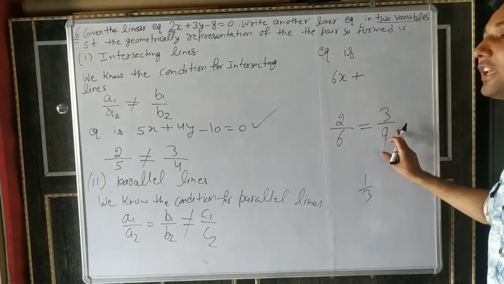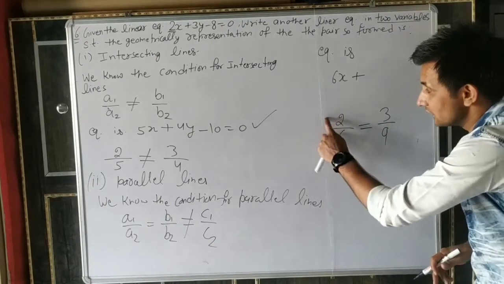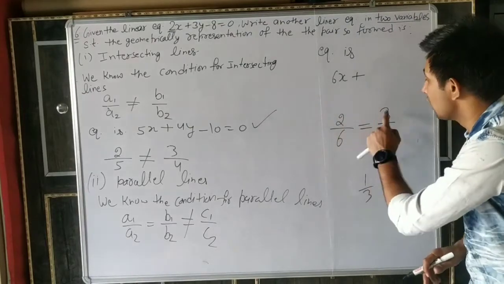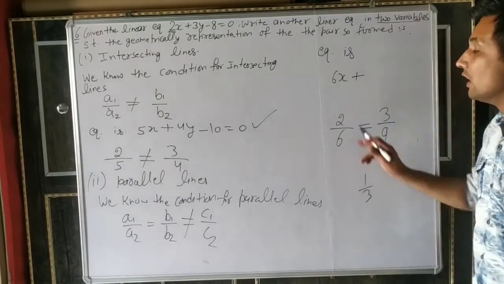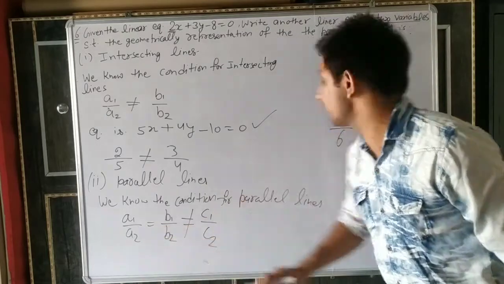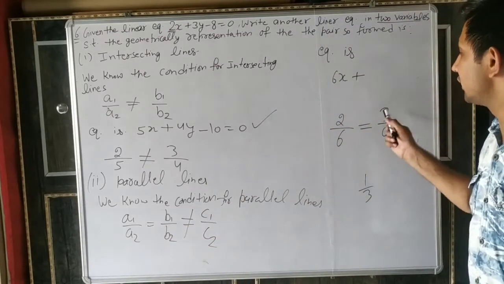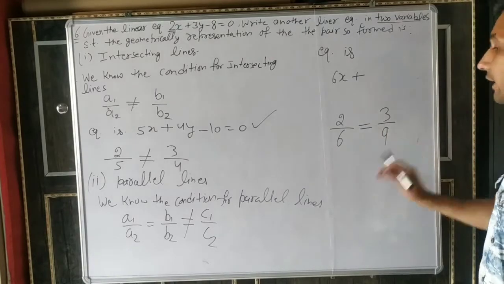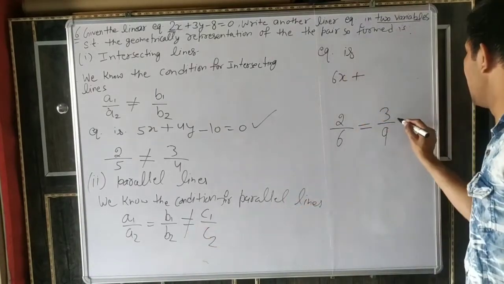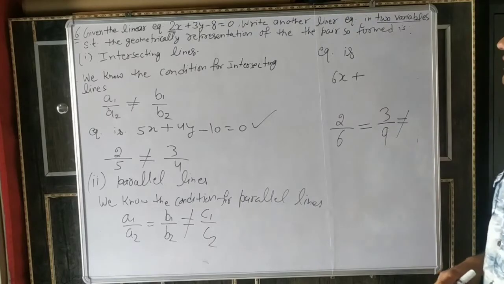3 1s are 3, 3 3s are 9, because it is 3 times. 2 3s are 6, so 3 3s are 9. Then the ratios become equal. Otherwise you can check: 9 into 2 is 18, 6 into 3 is 18. Now C1 and C2 are not equal.